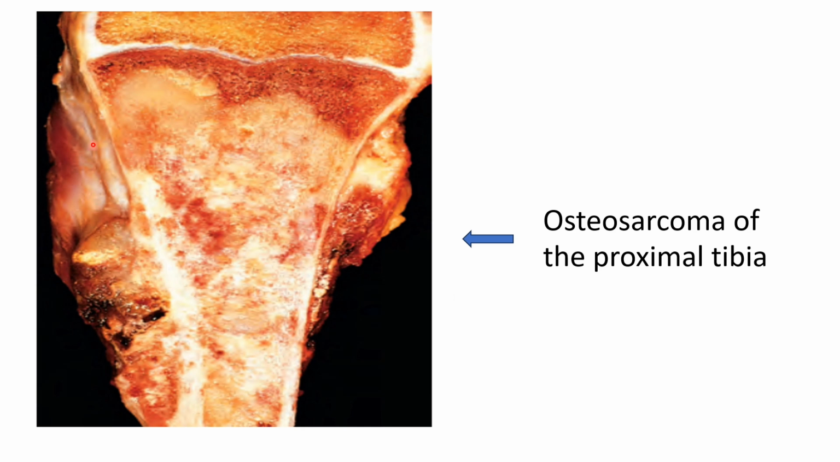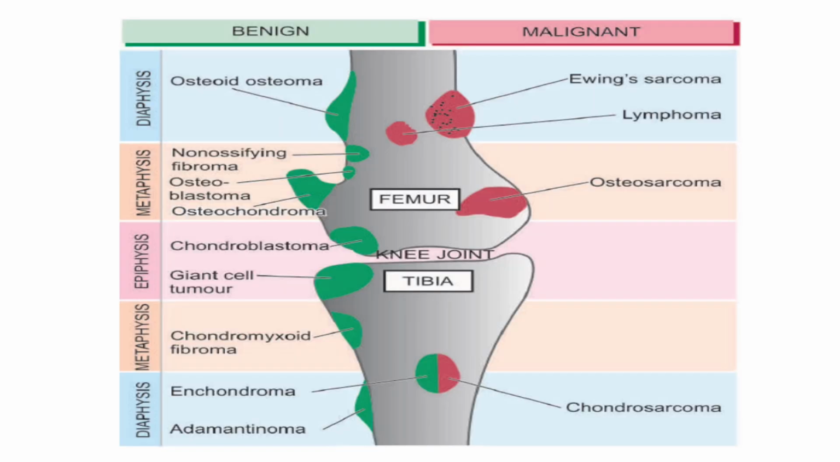This is the picture showing the osteosarcoma of the proximal tibia. This diagram shows different bone tumors and their site of arising. You can see osteosarcoma. It arises from the metaphysis, so it's straight to the metaphysis.